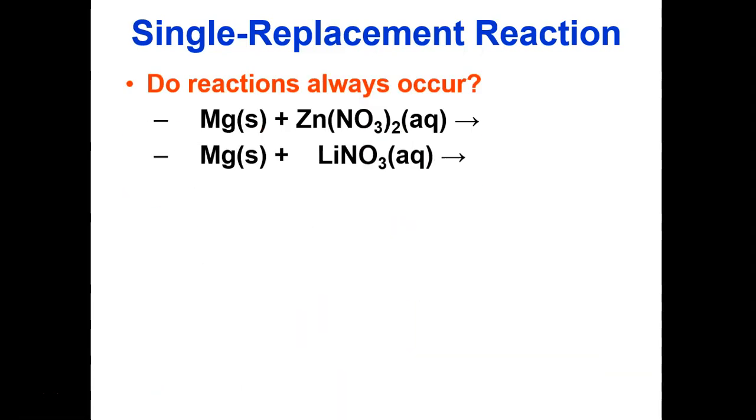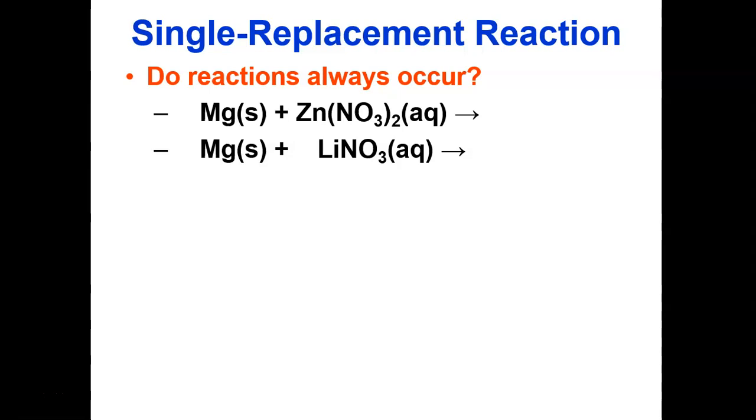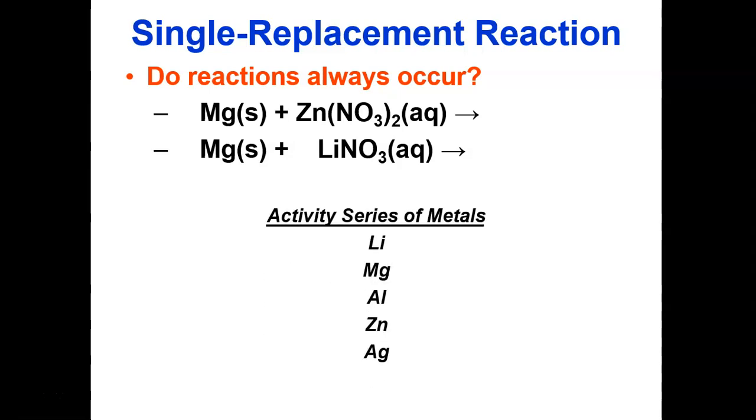Now, single replacement reactions don't always occur. Sometimes they occur and sometimes they don't. So let's look at 2 examples. In order to figure out whether they occur, we're going to use an activity series of metals. Okay? So this is arranged from most reactive, lithium, to least reactive, silver.